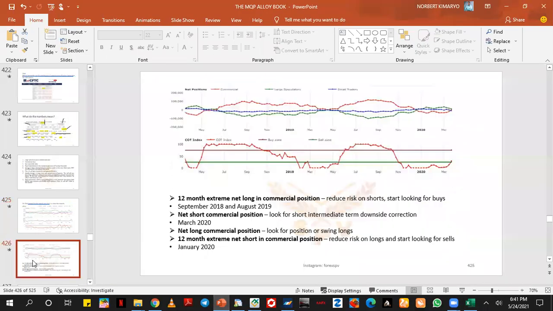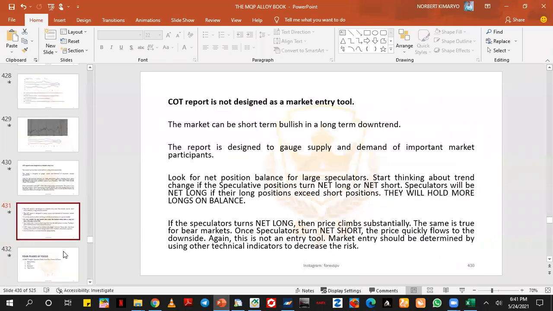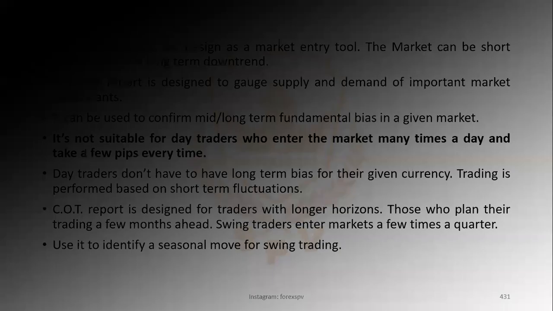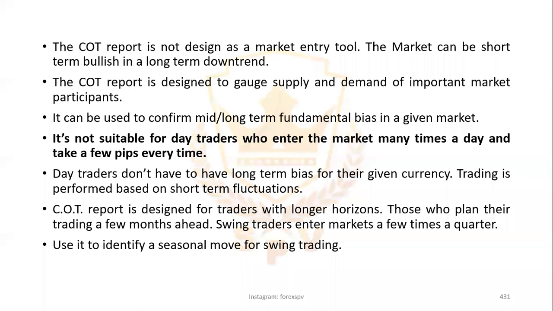from the CFTC website. So the COT report is not designed as a market entry tool. It's simply designed to gauge supply and demand of important market participants, to gauge the market feeling, to gauge the market sentiment. So it is used to confirm mid or long-term fundamental bias in the given market. So basically, when we analyze the market, we usually combine the market structure based on the weekly and monthly time frame with the COT data. Does it match with the COT data? So we usually look at that.